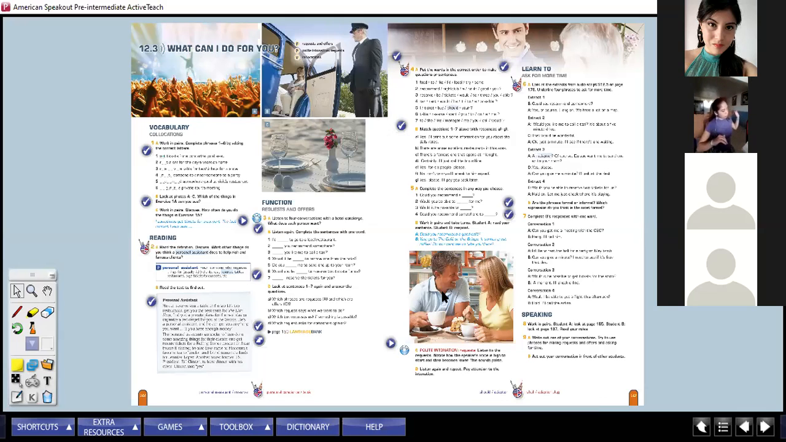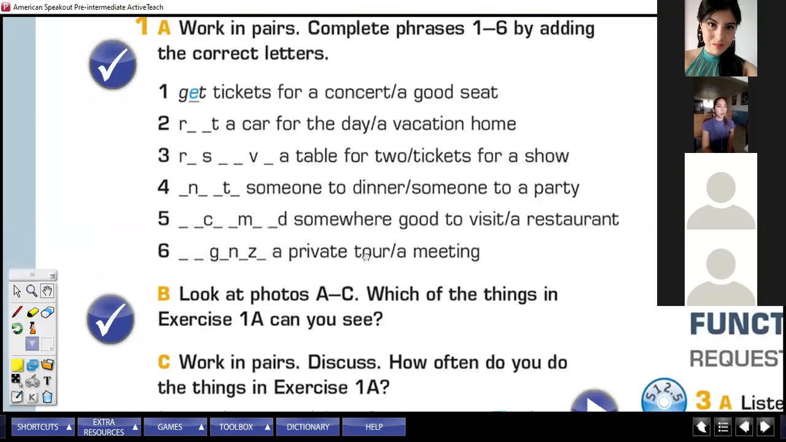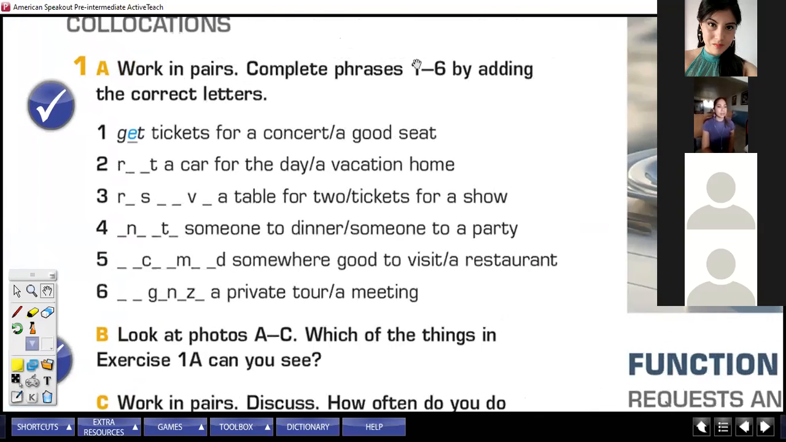What can I do for you? We are making suggestions, requests, and offers. That is page 122. We reviewed lesson 1, reported speech. Lesson 2, second conditional. And for lesson 3, we're going to complete requests and offers. Here you have some vocabulary about things that you can do. Verbs that go always with these activities.